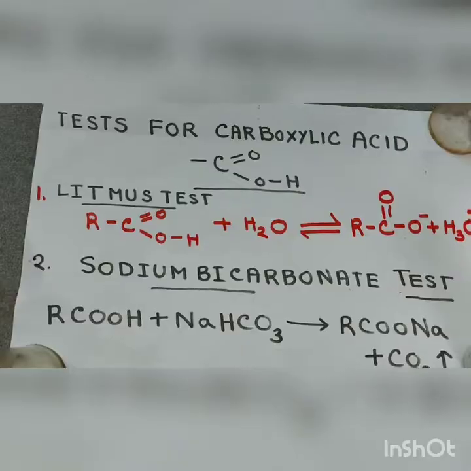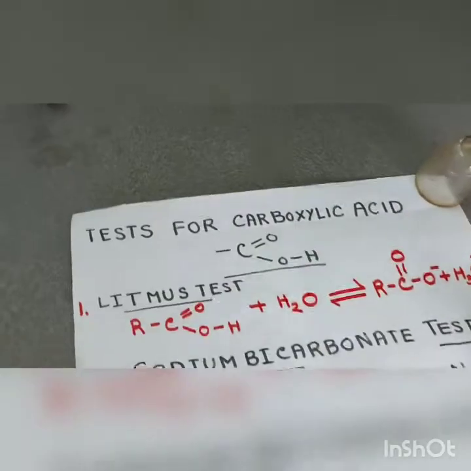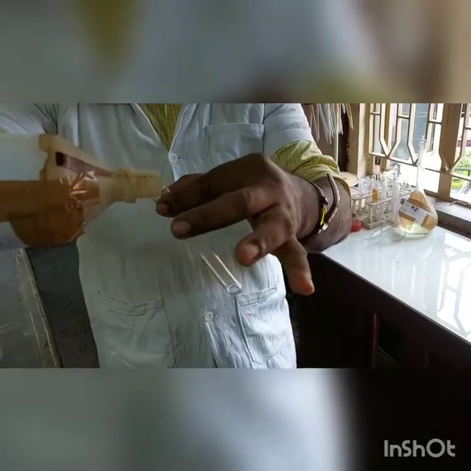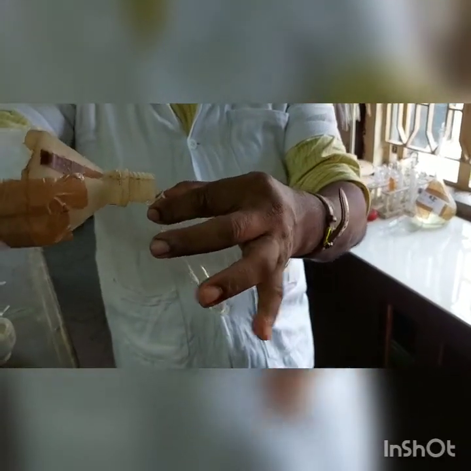Distinct effervescence, see, bubbles are formed. Okay. Well, the next test for carboxylic acid is the test with blue litmus paper. See, I am taking the acid again in a test tube. Take carefully. Then I am going to add the blue litmus paper.